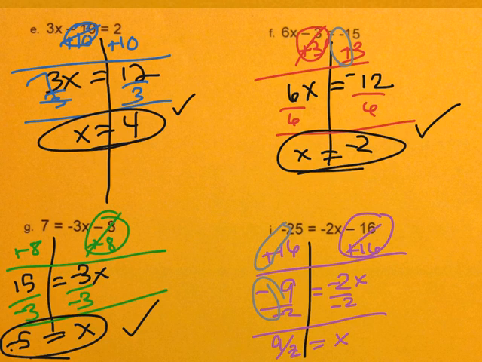I prefer to leave it as 9 halves, but you need to know what your teacher wants. They might want you to go ahead and make that a mixed number. 2 goes into 9 4 whole times, and there would be 1 half left over. So your teacher might want 4 1/2. They might want 9 halves. Or, if you divided it, it would be 4.5. So there's 3 ways to write that same number. Make sure you know what your teacher wants, okay?